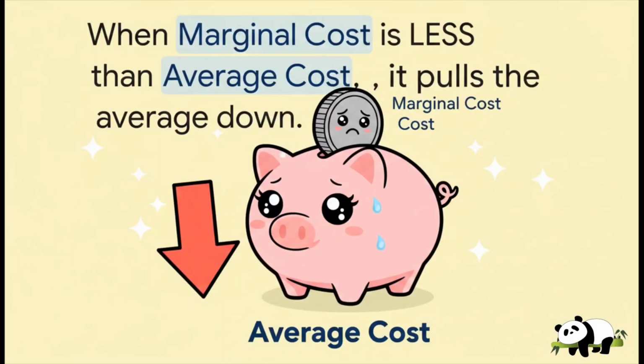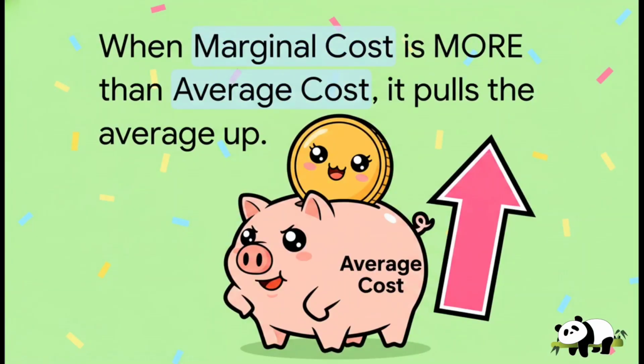Think about your grade point average. If you have a B average and you get a C on your next test, your marginal grade, what happens? It pulls your overall average down. It's the exact same principle with costs. And of course, the reverse is true. If you have that B average and you ace the next test with an A+, it's going to pull your overall average up. So when the cost to make just one more shirt is higher than the current average, that average is going to start climbing.